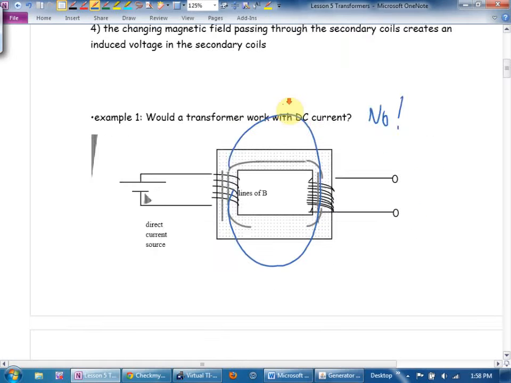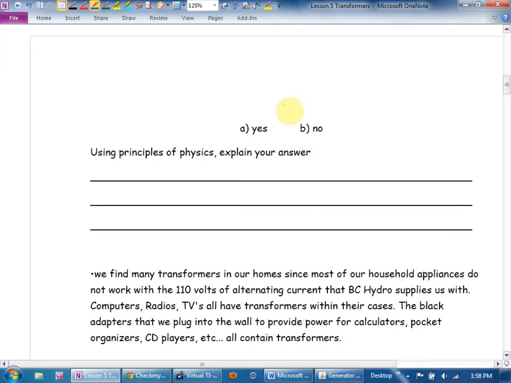So, no. Using principles of physics, explain your answer. You have no change in flux. So, no EMF, so no current.